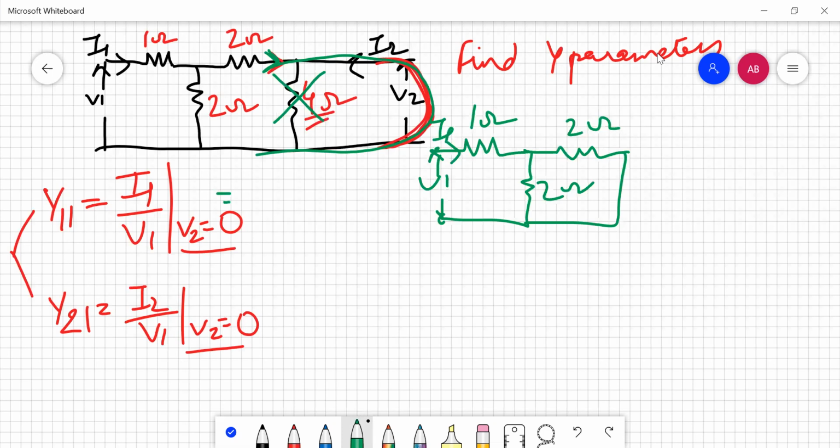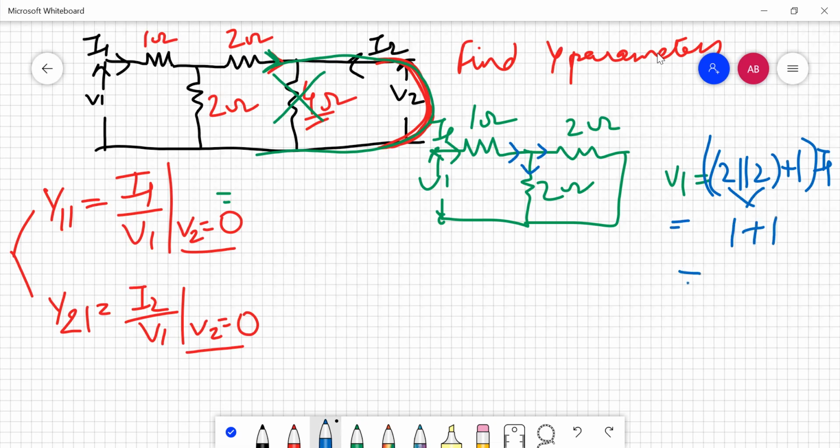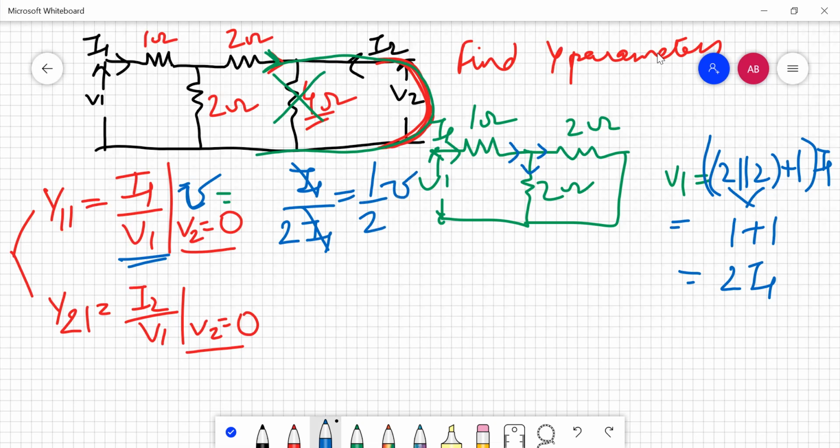I think you can easily calculate your V1 now, because your V1 will be equal to, just see here, your current is getting divided into two portions. So that makes 2 in parallel with 2 and then in series with 1, and this whole when multiplied by I1 will give me the value of V1. So 2 in parallel with 2 makes 1, then plus 1 makes 2. So V1 will be equal to 2 into I1. But mind it that now you have to put that V1 in the denominator, because you are calculating admittance, and that will be in mhos. So I1 cancels out and you get 1 by 2 mho as the value of Y11.